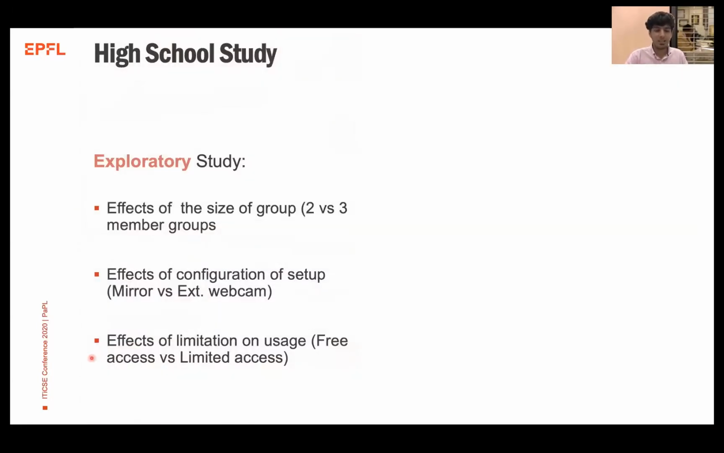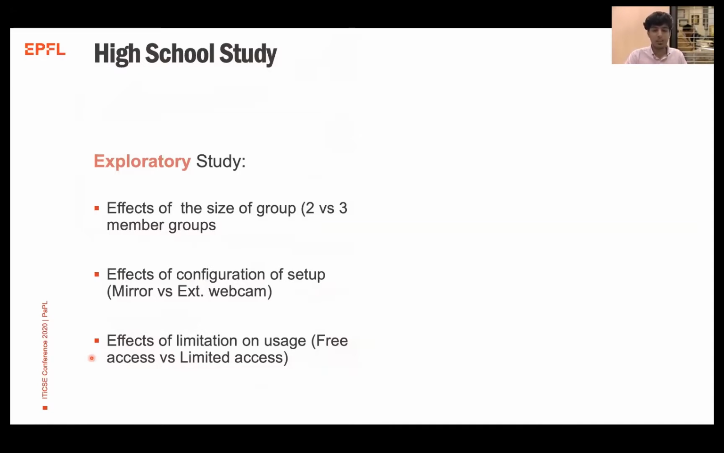In this study, we wanted to explore multiple variables. First one being, how does the group size affect the performance of the groups? So this was either a 3-membered group or a 2-membered group. The next one being the effects of the camera configuration on group dynamics, that is with the mirror configuration or the external webcam configuration. The third one was a limitation on access to the tiles.